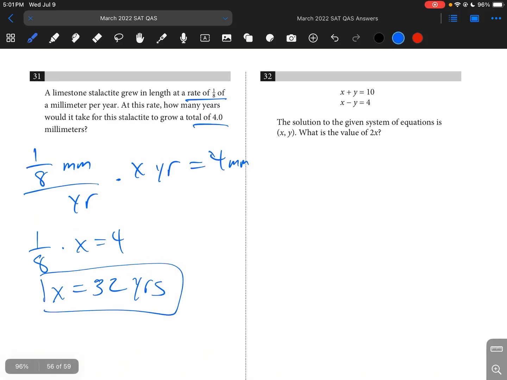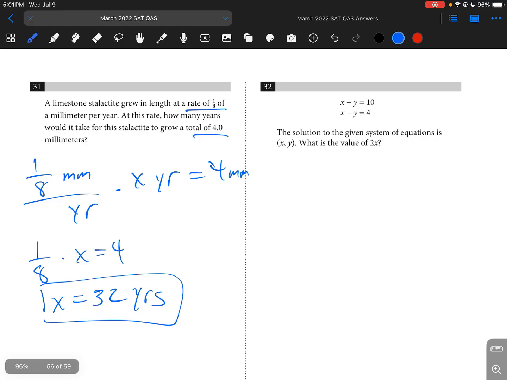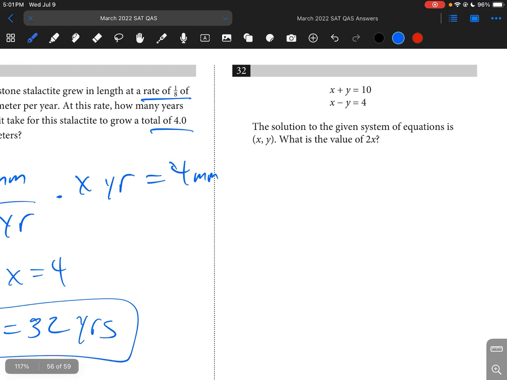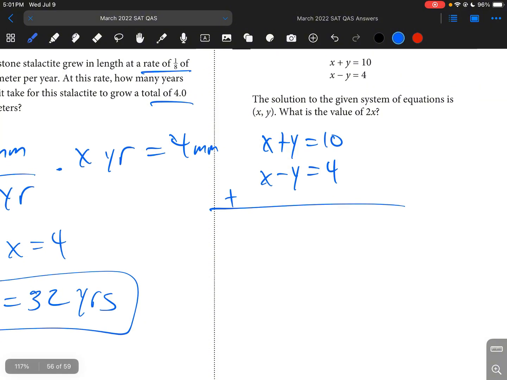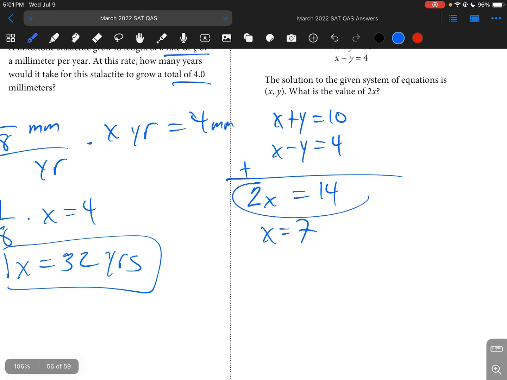32. The solution to the given system is (x, y). What is the value of 2x? Okay, so you just got to solve for x here. So you do a classic system of equations, x plus y equals 10, x minus y equals 4. So you can combine these as a method of solving your system of equations. Adding these equations together, you get x plus x is 2x, and then y plus negative y is 0, and 10 plus 4 is 14. So now 2x equals 14, x is equal to 7. So actually, right here, 2x is 14.